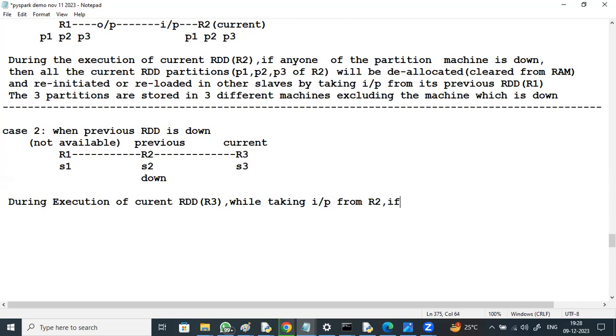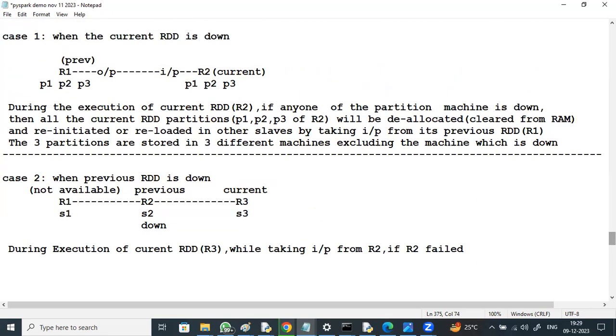In case 1, when we have 3 partitions, P1, P2, P3 are 3 different machines, and we are processing that data on the 3 different machines. Now one machine goes down. Let's say that P2 went down.